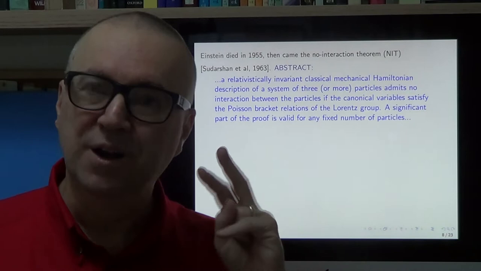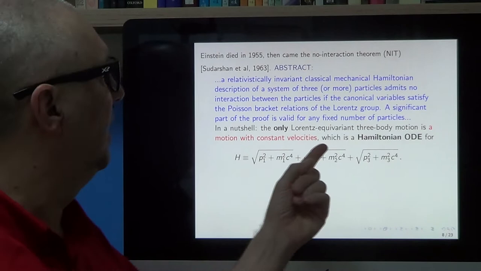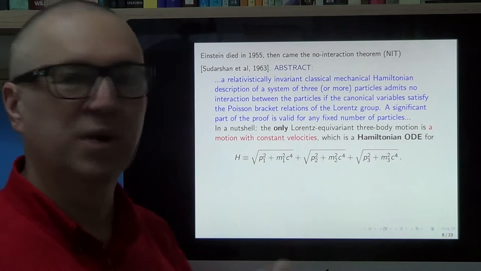Okay? In a nutshell, the only Lorentz equivariant three body motion is a motion with constant velocities, which is a Hamiltonian ODE for this Hamiltonian: P1 squared plus M1 squared, everybody knows this one, P2 squared plus M2 squared, P3 squared plus M3 squared. If you took a mini course in physics, you will know this. Okay?